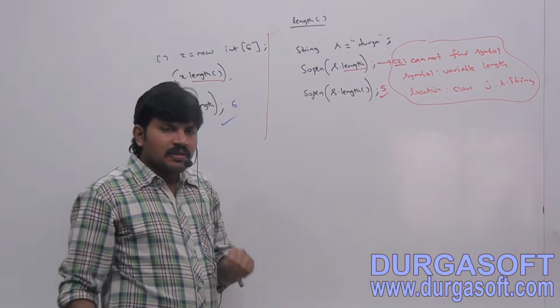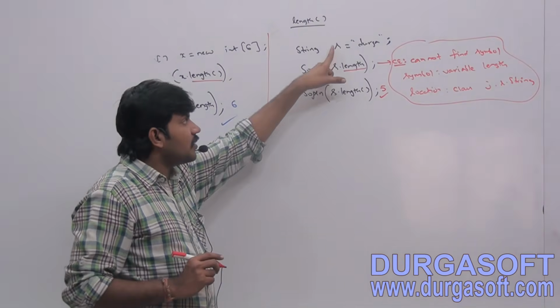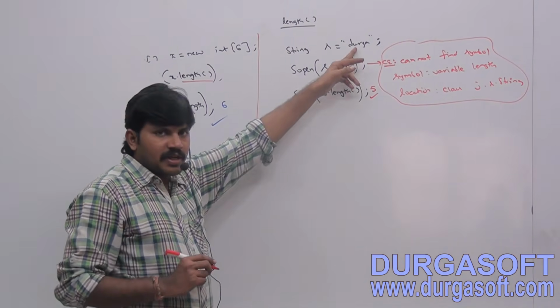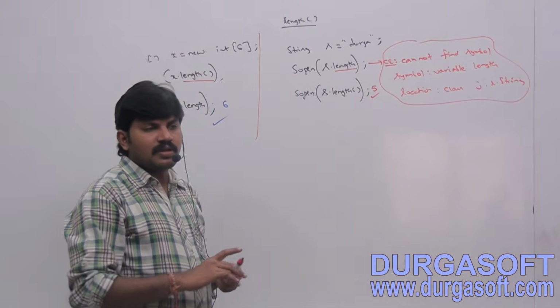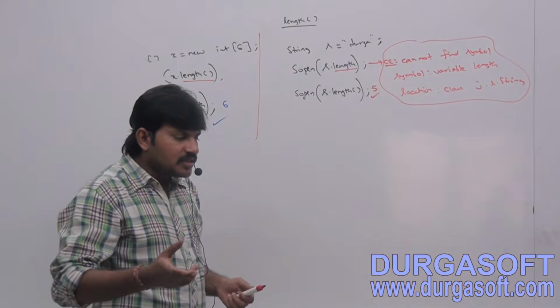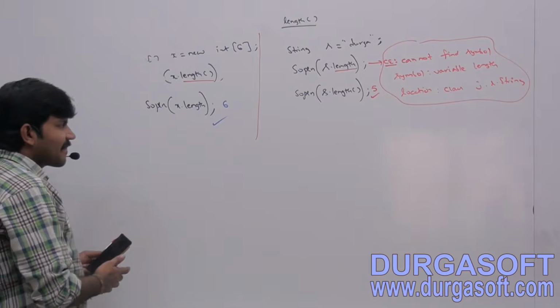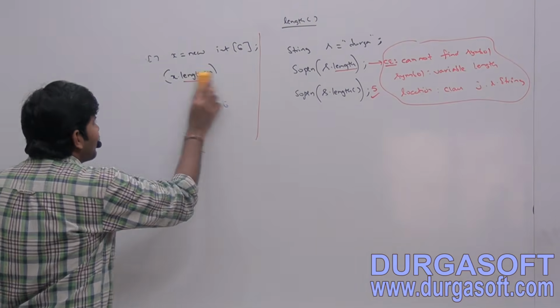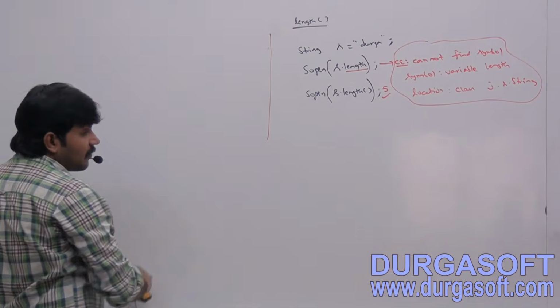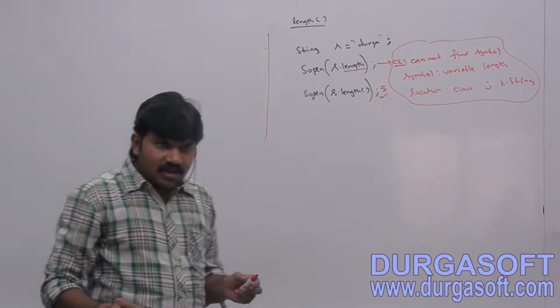Applicable for string objects. Can I use the term? Of course. The length method returns the number of characters present in the string. Can I use the term that the length method is a final method? The length variable is final, but the length method is a final method.